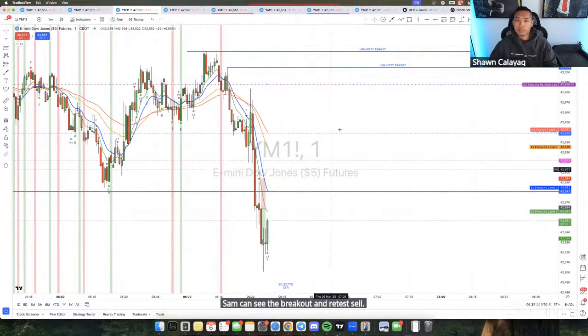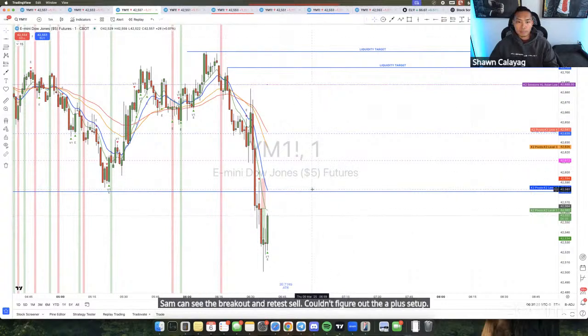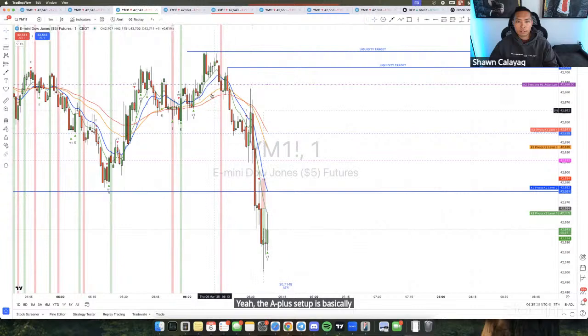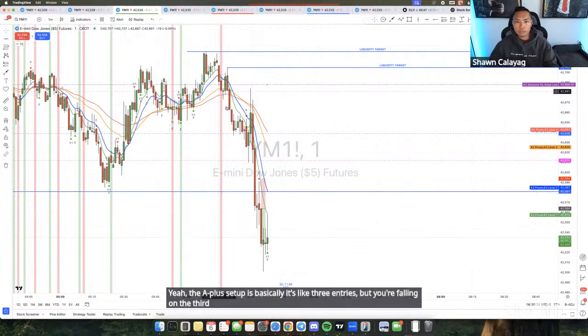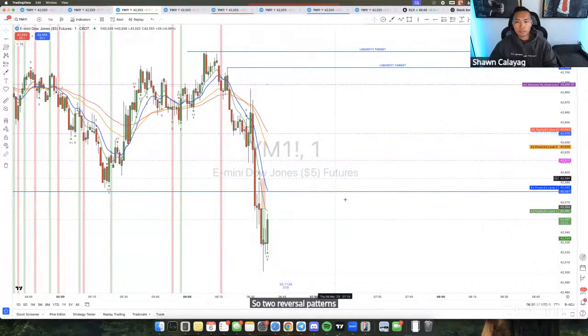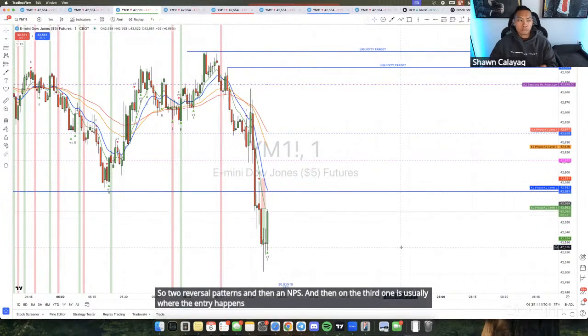Couldn't figure out the A plus setup. Yeah, the A plus setup is basically 3 entries, but you're following on the third one. It's like 1 MPS and then 2 either engulfings or V1s. So 2 reversal patterns and then an MPS. And then on the third one is usually where the entry happens because it's considered an A plus plus, because it's like you're following the third leg of price movement.